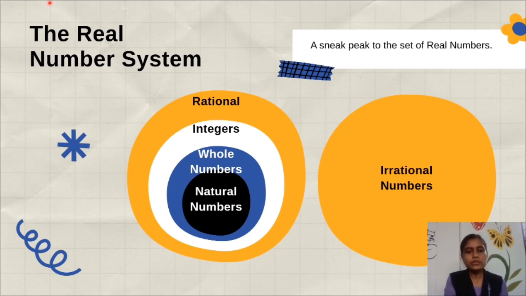Here, first we learn natural numbers. Natural numbers along with 0, we get the whole numbers. All the whole numbers, including the negative numbers, we get the integers. All the integers are rational numbers, of the form a by b. The irrational numbers are different from the rational numbers.